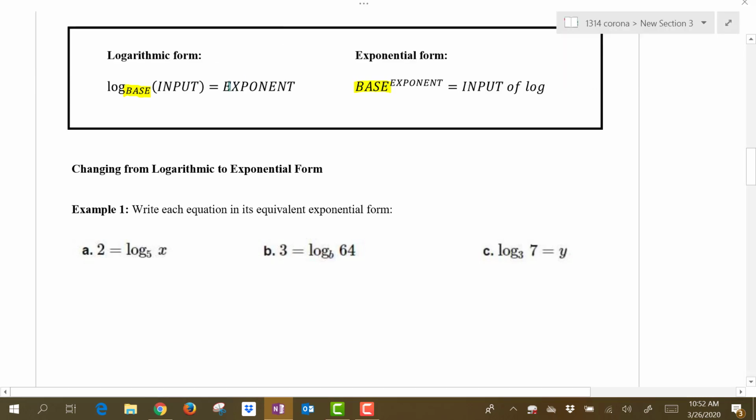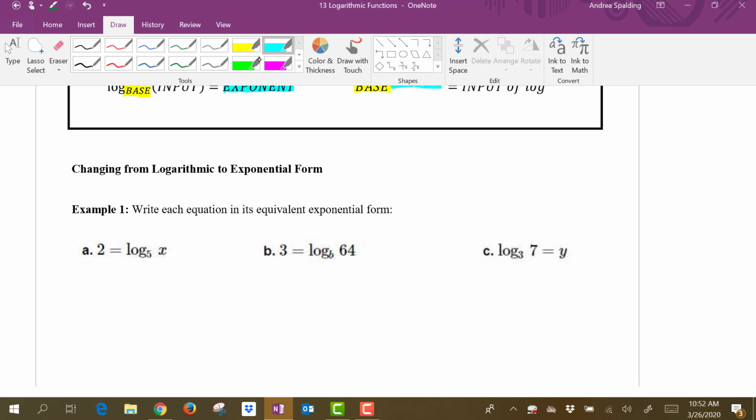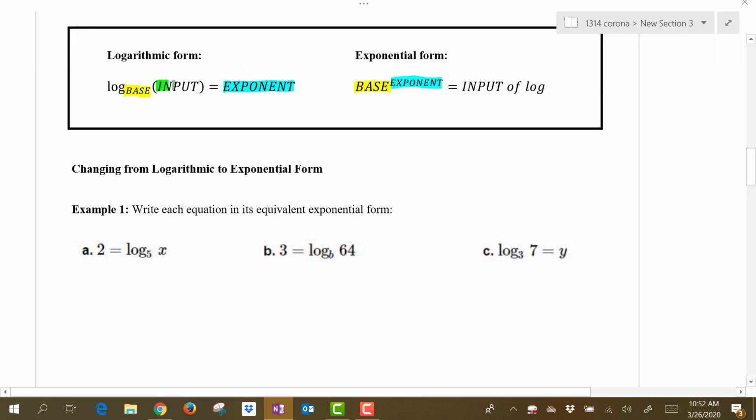Both of them have an exponent. For the log form, the exponent is the number that comes on the other side of the equal sign. This is the output for the log. For the exponential form, the exponent is that number that's at the top right of the base, that small, tiny number to the top right of the base. The input of the log is what's inside of the parentheses that comes after the word log. For the exponential form, this quantity is going to appear to the right of the equal sign. So equals the input of the log.